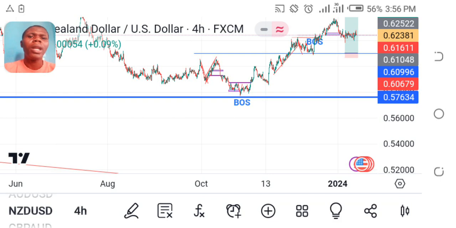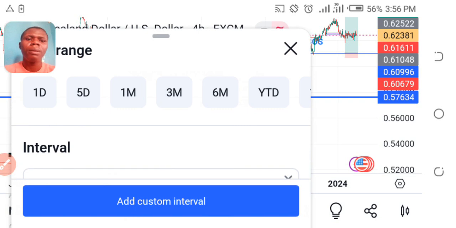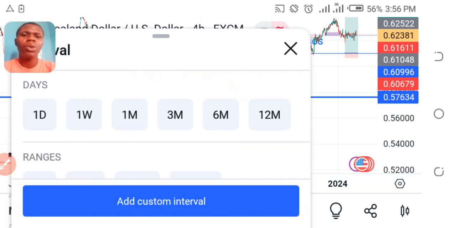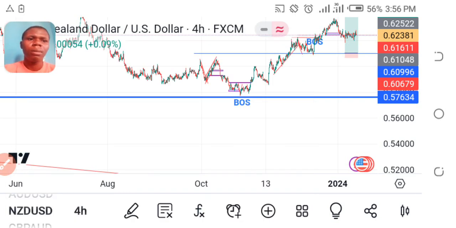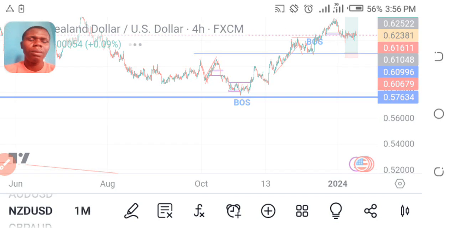So now we analyze from the monthly down to the 4 hours. How are we doing this so we get a better picture of what the market is saying? So let's move back to the monthly and understand what the market is actually saying, so we can analyze from there.